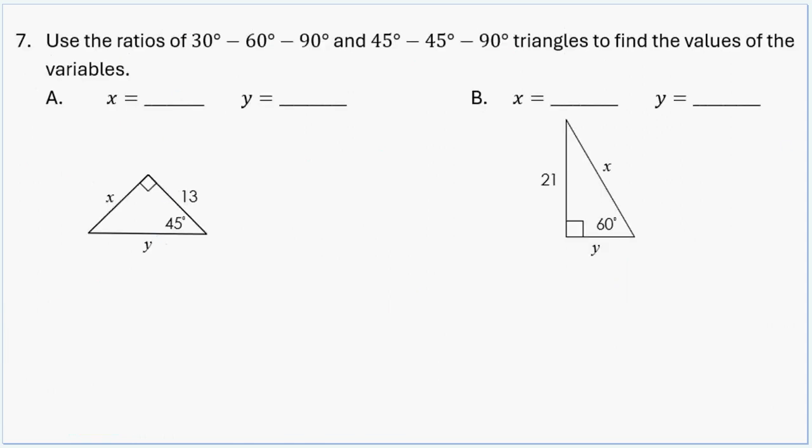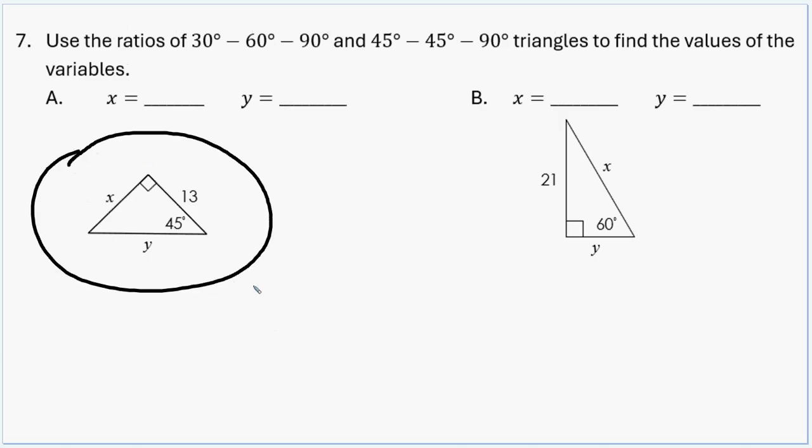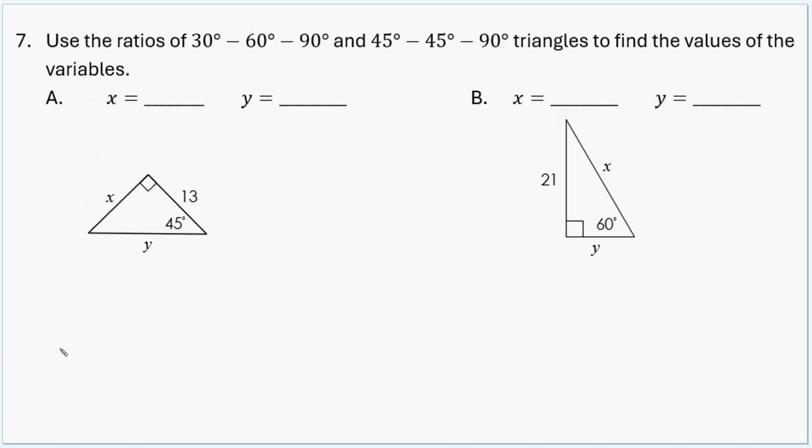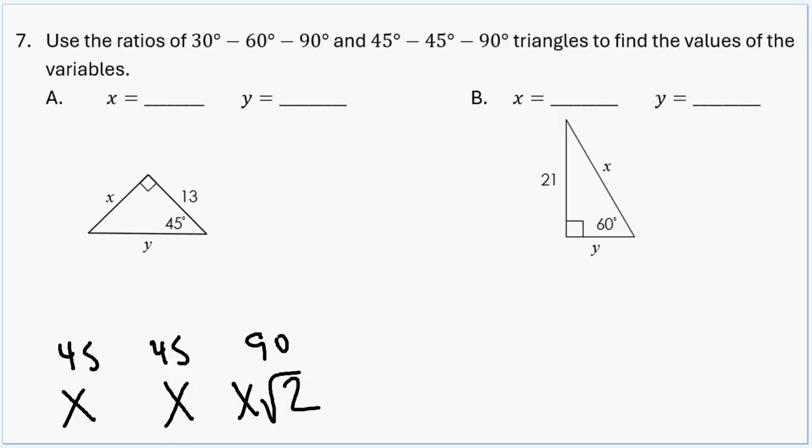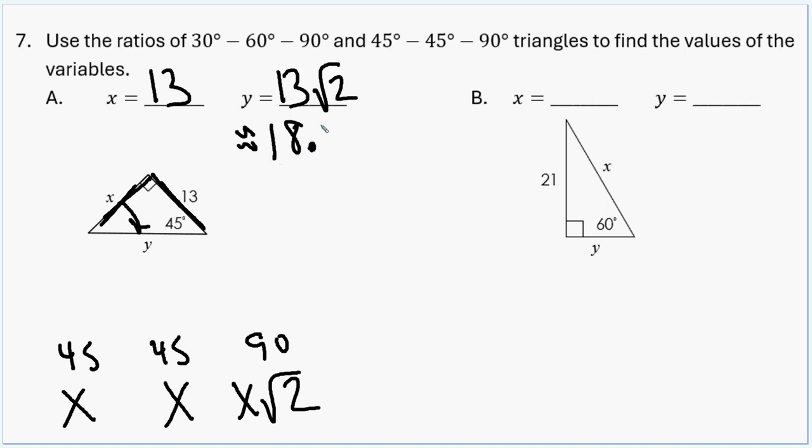All right, now on to the special right triangles. So the one on the left here, this is a 45, 45, 90. Remember, in a 45, 45, 90, the ratio is leg x, hypotenuse x root 2. So if this leg is 13, x also has to be 13. And then to jump to the hypotenuse, we multiply that leg 13 by the root of 2. If you prefer a decimal, that's about 18.4.